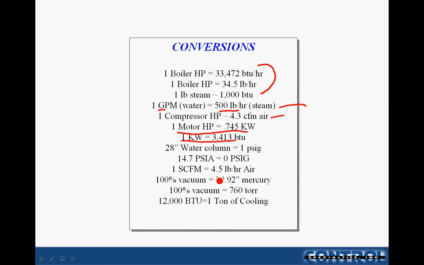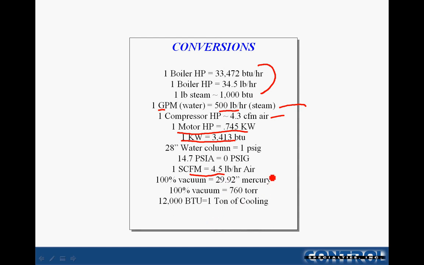Another handy one to hang on to, that a water column of 20 inches high is equal to 1 pound per square inch. And of course 14.7 pounds per square inch absolute is the same as 0 psig, since all pressure gauges automatically just eliminate the atmospheric pressure reading. So you have a gauge sitting on your table that reads 0, but in fact the pressure at sea level is 14.7. This is the conversion for CFM to pounds per hour of air.